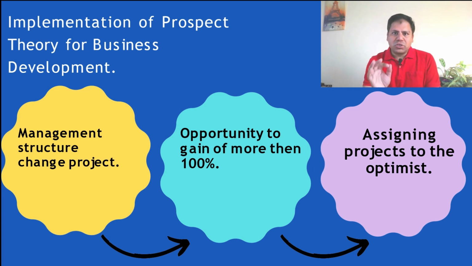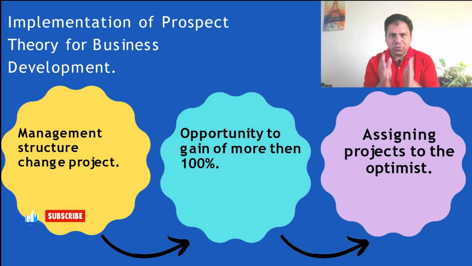The use of this theory is in three areas: how the management structure can be changed and how management can accept or adapt to change management; how management can convince the employees by getting 100% benefit of what they have achieved so far; and lastly, assigning the project to an optimist person, a practical, positive person, so that the probability of making that change happen increases. So this is the overall concept of prospect theory.